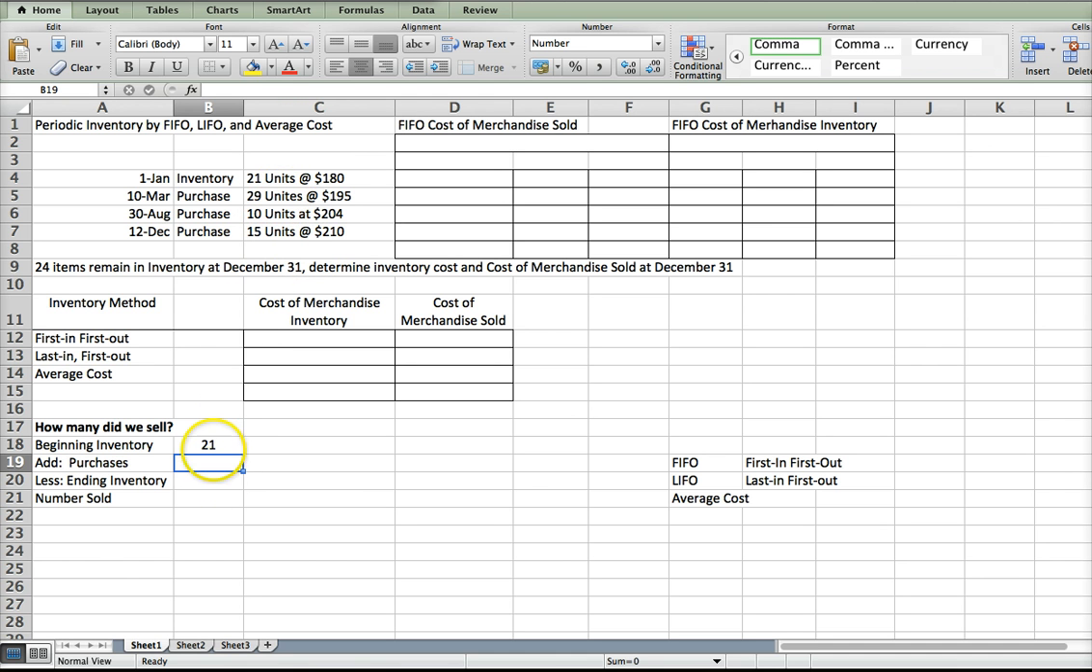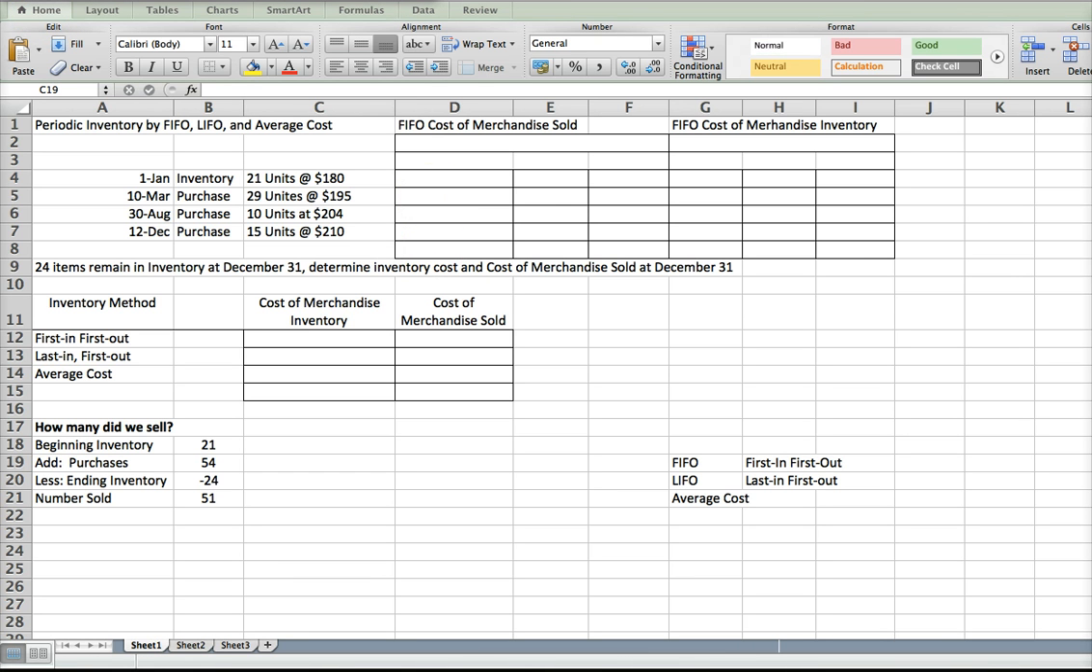So I need to add 29, 10, and 15. So if I just say equals 29 plus 10 plus 15, that is the number of units that I purchased during the period. And I'm going to subtract out the ending inventory that they told me that I have 24 items remaining. When I sum that, I will get to my number of units sold, and then I just have to assign a cost to those number of units that I have sold. So I must have sold 51 units. Okay, so if I sold 51 units, we just need to decide which 51 units I sold.